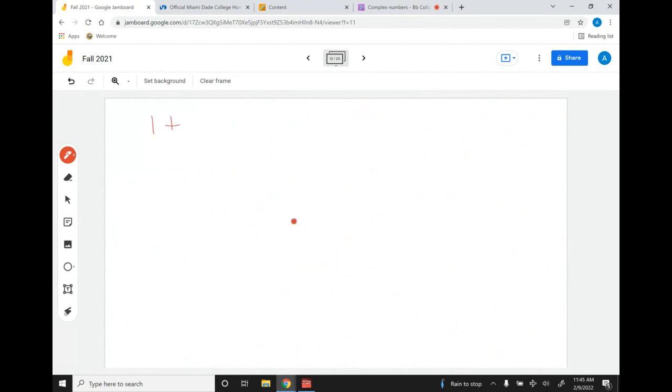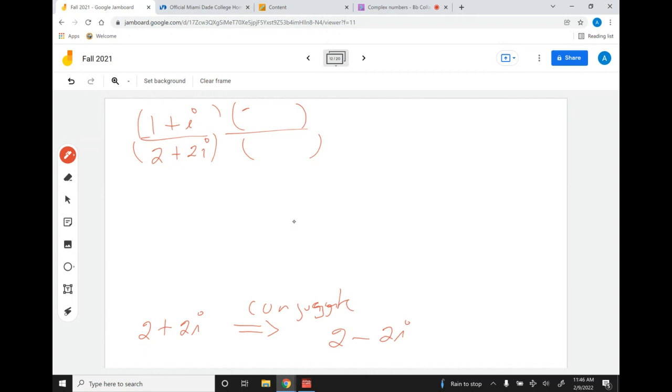Let's say (1 plus i) over (2 plus 2i). So 2 plus 2i, what's the conjugate? The conjugate, sorry about misspelling conjugate, of that would be 2 minus 2i. So I'm going to multiply top and bottom by that. And here it is, 2 minus 2i.